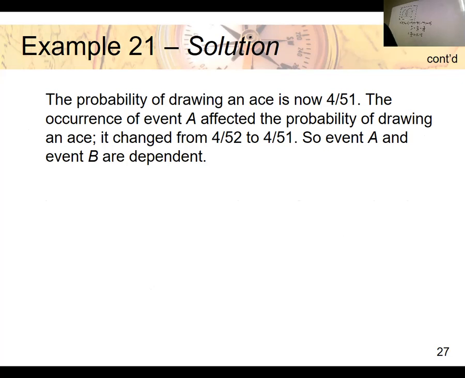Okay. So on the first draw, it was like 4 out of 52. Then now we don't replace the card back. So now it changes from 4 out of 51 on the second draw. So events A and B are considered to be dependent. So what we do on event A can depend upon the probability that event B will occur.